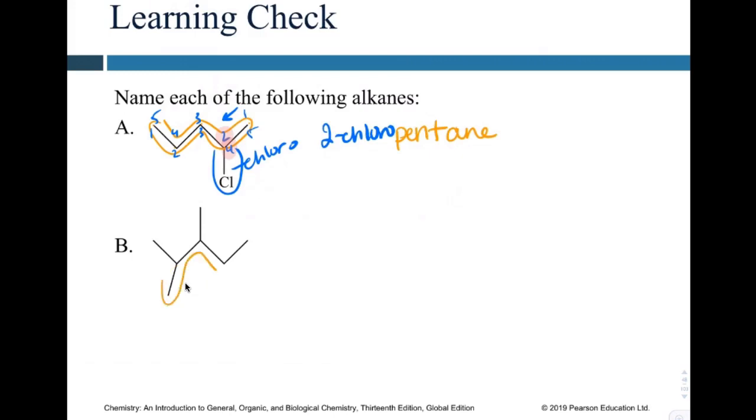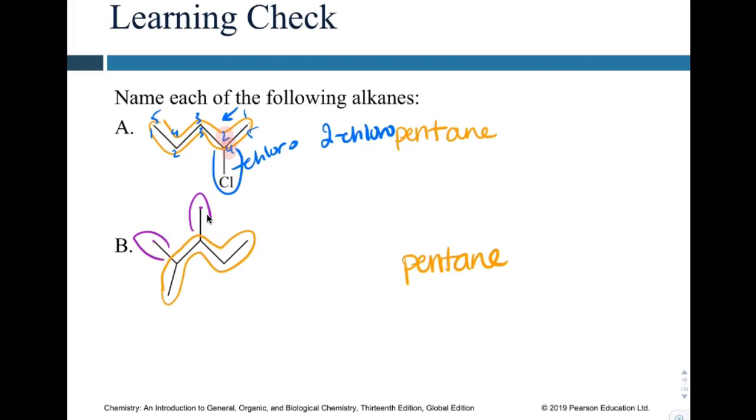Go crazy, do this one. It doesn't matter, as long as it's 5. So I got 5 in my main chain. Again, this is going to be a pentane. And I got some side chains hanging out here. My side chains are here and here, and both of these side chains have one carbon, so they are methyls.